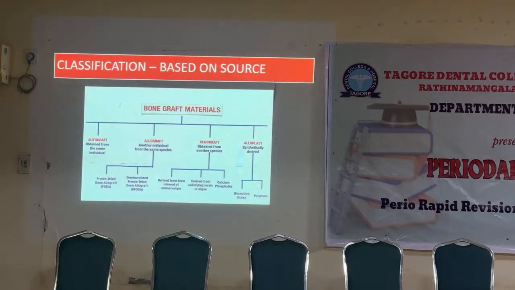Okay. So the classification based on the source, as I told you: autograft is taken from the same individual, allograft from the same species, xenograft from animals, and then synthetic. In the same species, you have two types of graft: freeze-dried bone graft, FDBA, and then another one is demineralized freeze-dried bone graft, DFDBA. So the allograft can be divided into two, right? And then xenograft, either it can be derived from bovine. What is bovine?